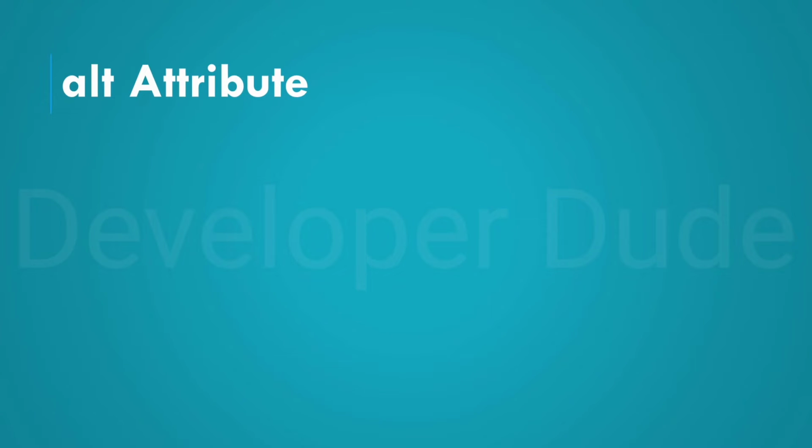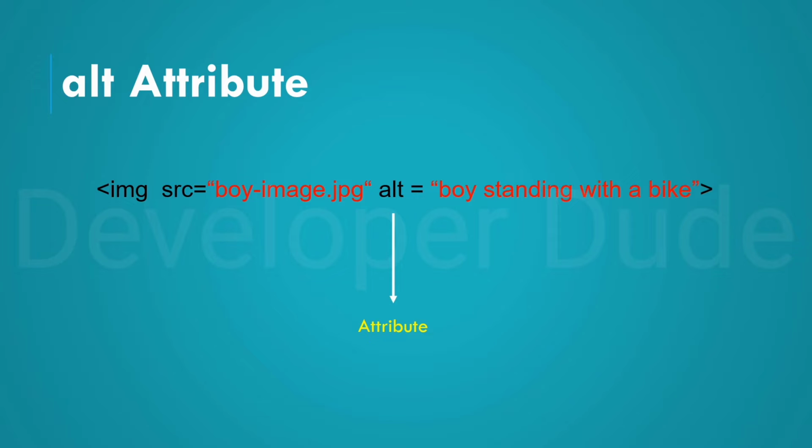Alt attribute. The required alt attribute for the image tag specifies an alternate text for an image if the image for some reason cannot be displayed. This can be due to slow connection or an error in the src attribute, or if the user uses a screen reader.